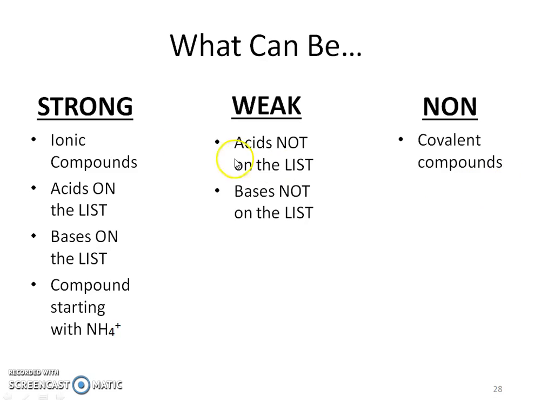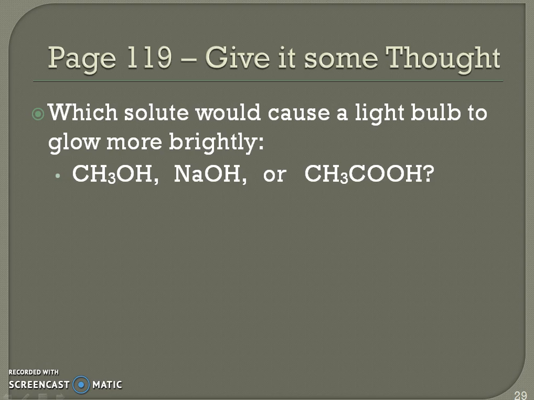So what can be strong again? Any ionic compound is going to be strong. It's going to break up into ions. Acids and bases on the list are going to break up into ions. And any compound starting with NH4, we're going to consider that an ionic compound, so that will also be strong. What's going to be weak? Anything that's not on that list. Acids and bases, if it's not on the list, it is weak. And non-electrolytes are going to be your covalent compounds. So again, give it some thought.